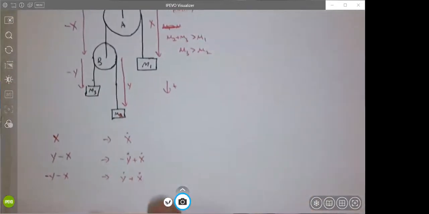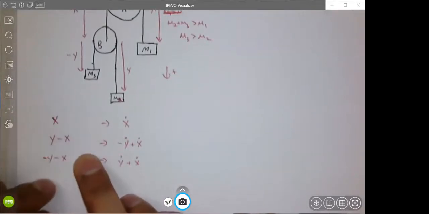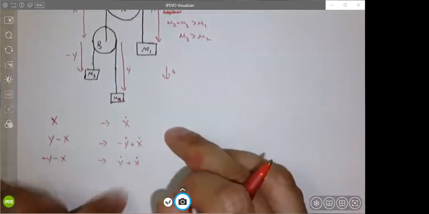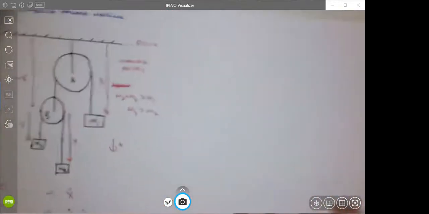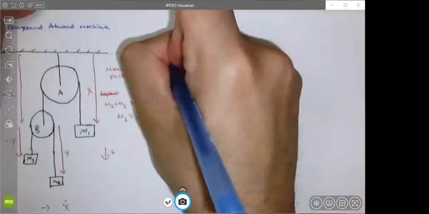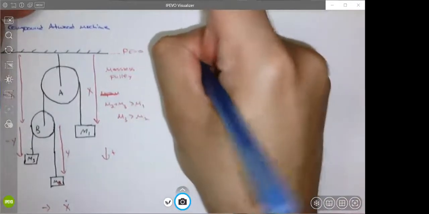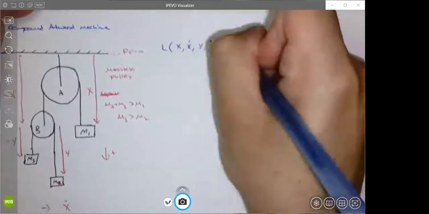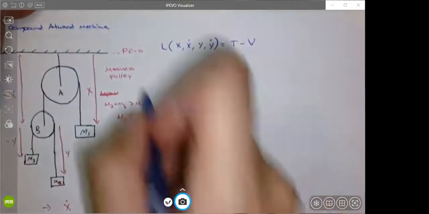For object 3. And now that we have our generalized position, we can figure out what the potential energy is. We have our generalized velocities. We can figure out what the kinetic energy is, and therefore we can figure out what the Lagrangian is going to be equal to. The Lagrangian L as a function of x, x dot, y, y dot is equal to T minus V. We have to determine what the kinetic energy is and what the potential energy is.